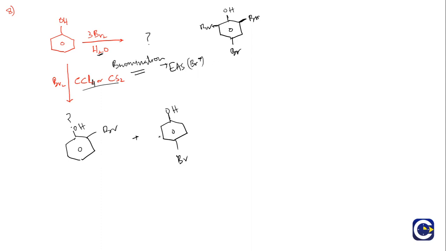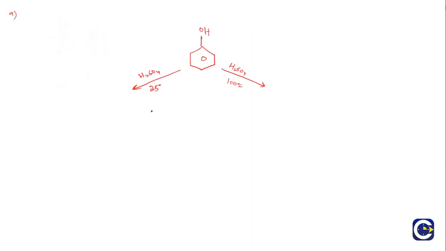So these are the products of these two pathways of this reaction. Both reactions are bromination reactions. If we are given these reagents, then the product will be this, and if we are given these reagents, then these two will be the products.